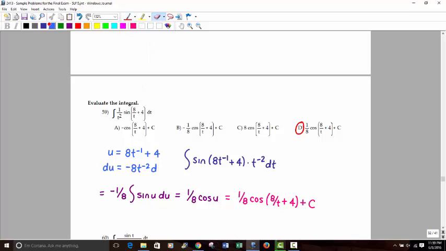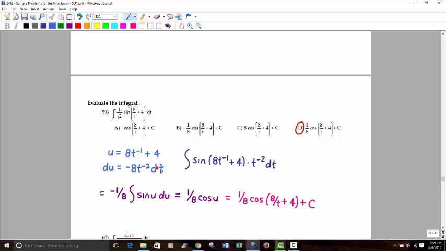But anyway, so then you would have t to the -2 dt equals -1/8 du. So that means the 1 over t squared on the outside, in front of the sine, would represent your du. -1 over 8 du would be that.